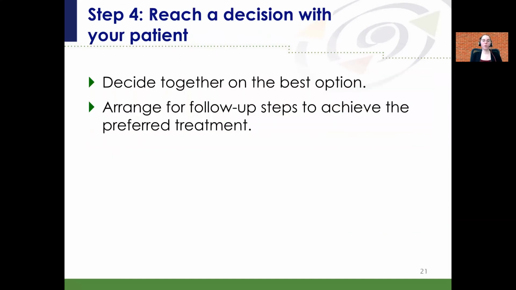Step 4, reach a decision with your patient. Making a decision may take time. Check to see if your patient needs more time to consider the options or to discuss them with others. After assessing the treatment options and guiding your patient to express what matters the most to her, decide together on the best treatment option. Your patient may choose to delegate the decision to someone else or decide not to make a decision. In that case, active surveillance may be the option.